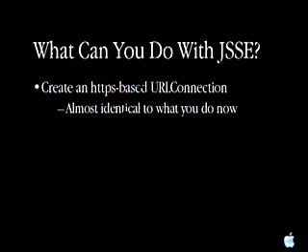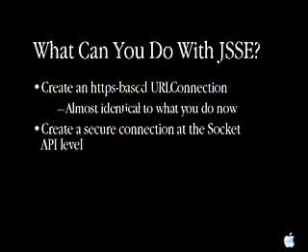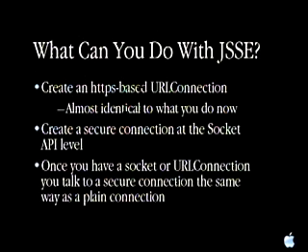So what can you do with JSSE? You can create an HTTPS-based URL connection the same way you do now. It's almost identical. There's like 1 or 2 extra steps that you need to do. You can create a secure connection at the socket API level. So you can get back a socket that's got a secure connection backing it and talk to it just the same way as you would a plain socket. And again, once you have that socket or URL connection, you talk to it exactly the same way as you do now.